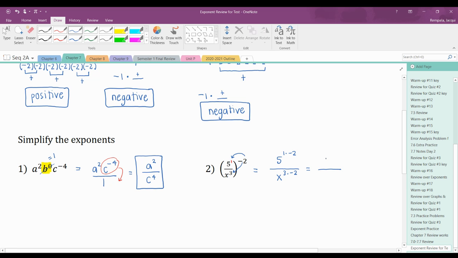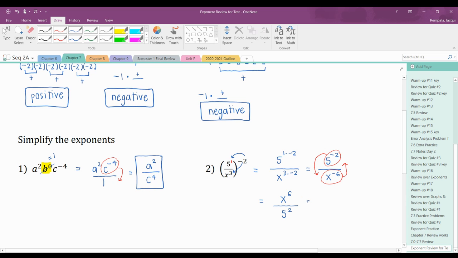So I keep the base of 5. 1 times negative 2 is negative 2. Keep the base of x, and 3 times negative 2 is negative 6. Now remember, I can never have negative exponents for my final answer. Looks like we have a negative exponent on the top, which means that has to get moved down to the bottom. Looks like we have a negative exponent on the bottom, which means we have to move it up to the top. So now we will have an x to the positive 6th on the top and a 5 to the positive 2nd on the bottom.